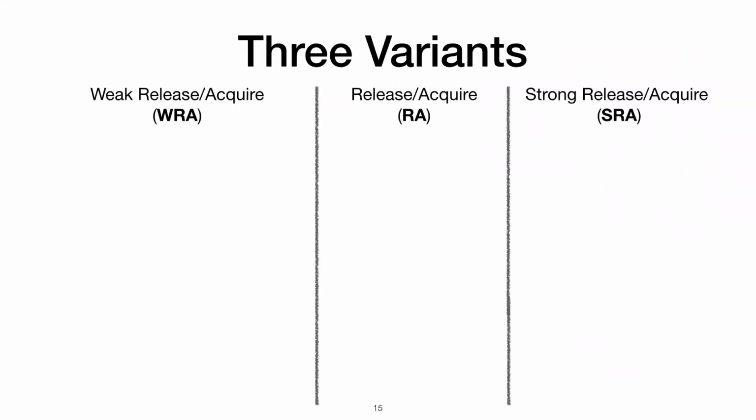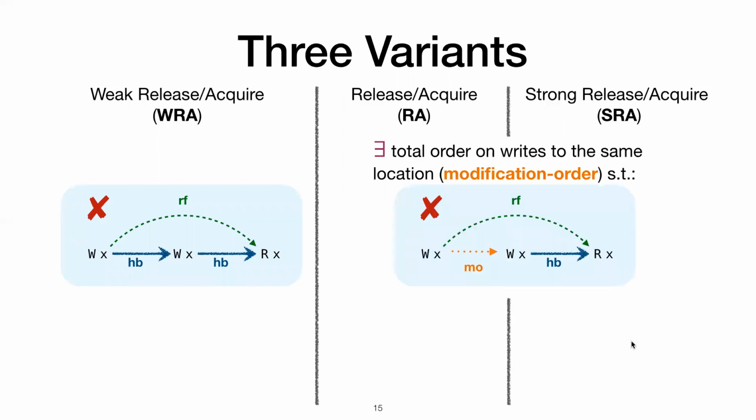These 3 variants. So again, weak release acquire is simply what I said so far, nothing else. We just keep this and ignore what concurrent writes. And the 2 others require another relation. They will say that there should also exist, for consistency, an existential quantifier: there should also exist a total order on the writes to the same variable.